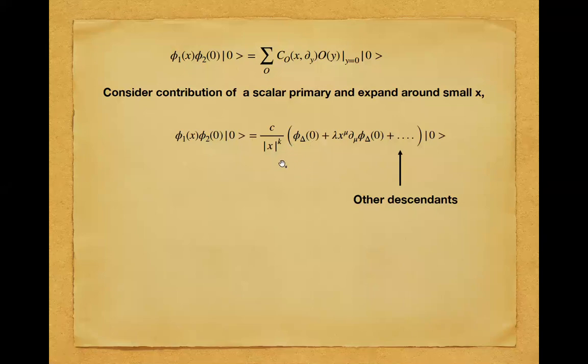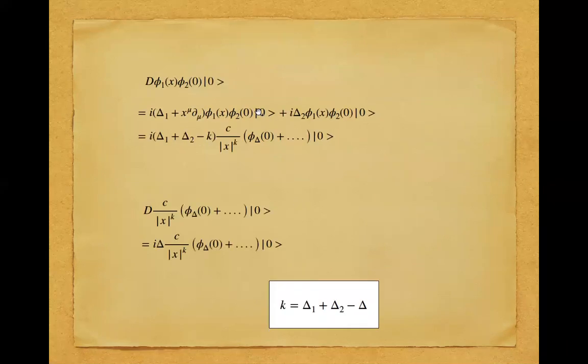Now you can see that there are a couple of things which are unfixed. For example, there is this c sitting outside, there is this k, and there is this lambda. So these are the three things that are unfixed, and probably you would like to fix them using the conformal symmetry. Indeed, you can do that.